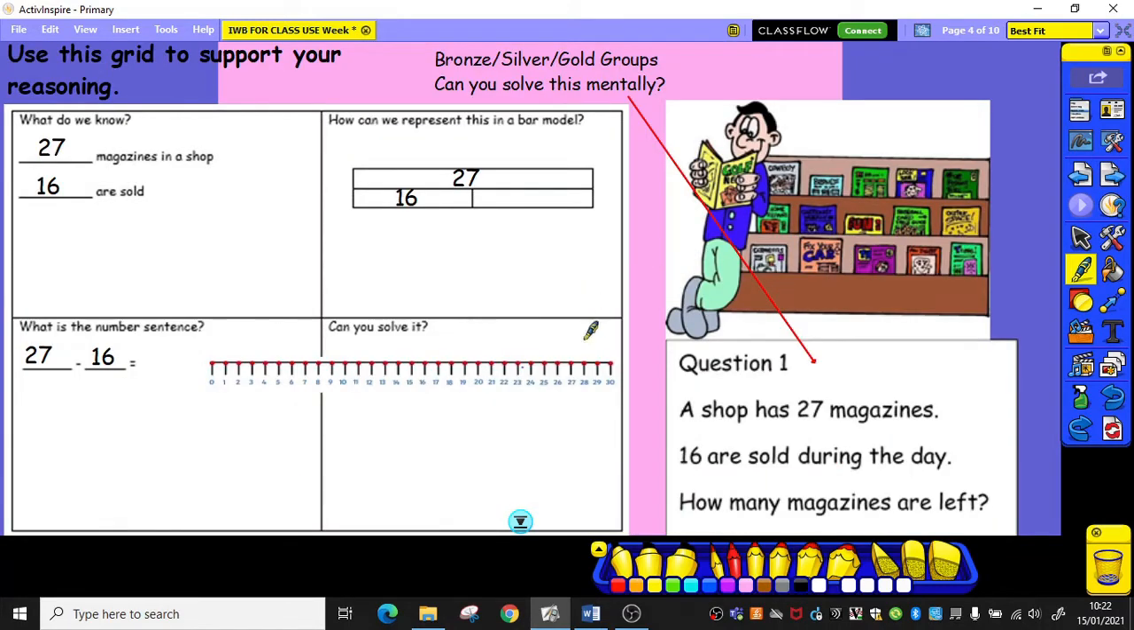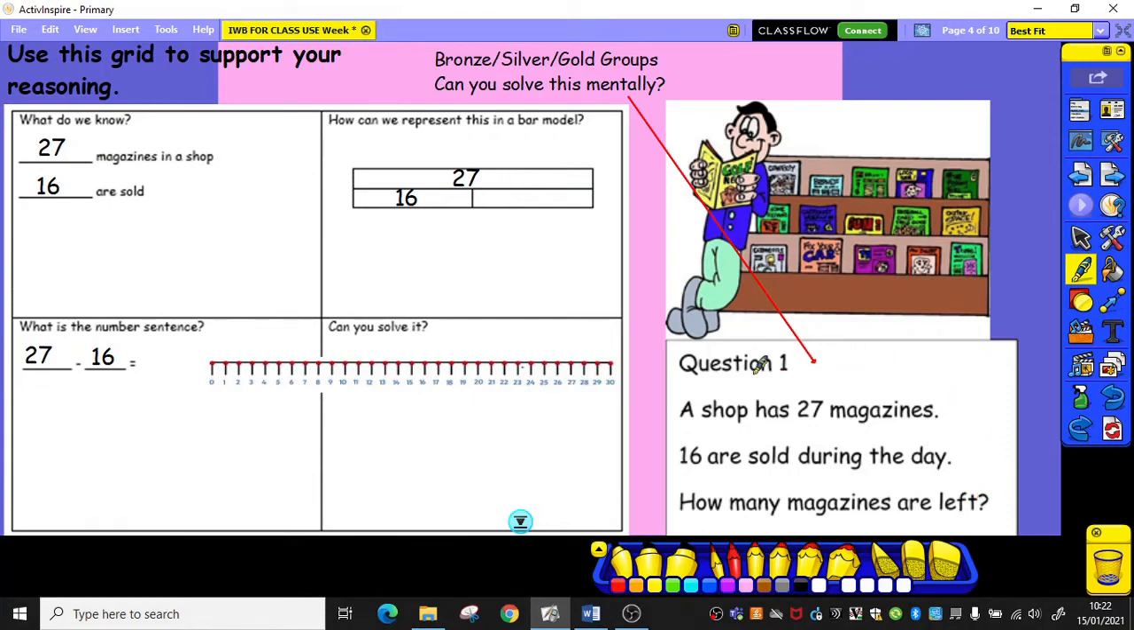Now, the first problem here today is for the Sapphire challenge, but this grid will be used by all of you. The way you approach the problem will be the same for all of you. I'd like the bronze, silver, gold to try and complete this mentally in their heads while still listening to how to use this grid as a reminder. So a shop has 27 magazines. 16 are sold during the day. How many magazines are left?